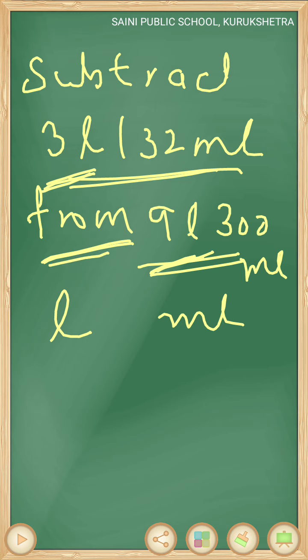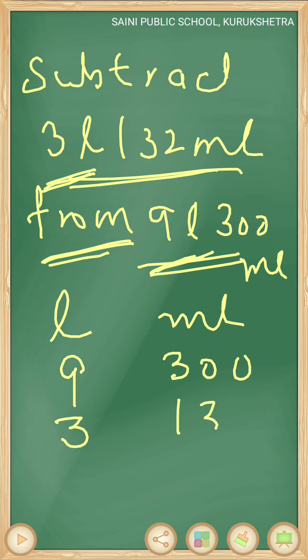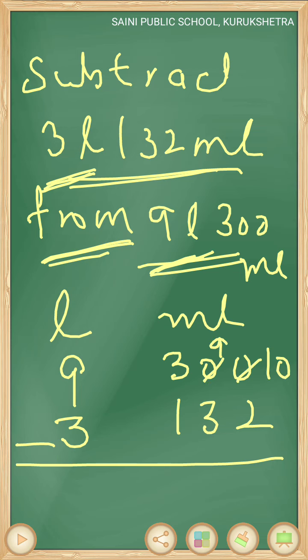So here is 9 liter, means I will write here 9, and here 300 milliliter, so I will write here 300. Okay, now the second number is 3 liter and 132 milliliter. Put a sign of minus here. Start doing subtraction. 10 minus 2, 0 minus 2 not possible. Take borrow from here and it will become 9 and it will become 10. 10 minus 2, 8. Now move to the next place. 9 minus 3, 6. Okay. 3 minus 2. 3 minus 1 here 2.